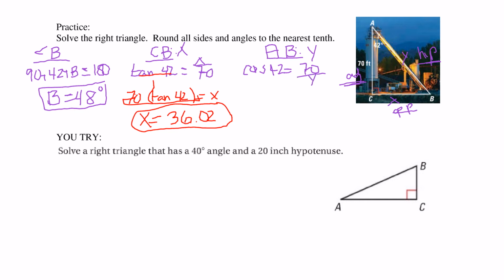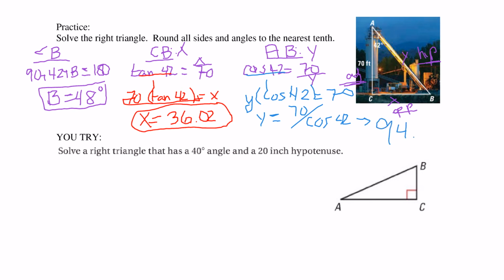So when I do that, I get y times the cosine of 42 equals my 70. So I need to solve for the y by dividing by the cosine of 42. So I have 70 divided by the cosine of 42. And this gives me, for my y, let's see, we get 94.194. So this would be 94.2 would be my hypotenuse and my side AB.